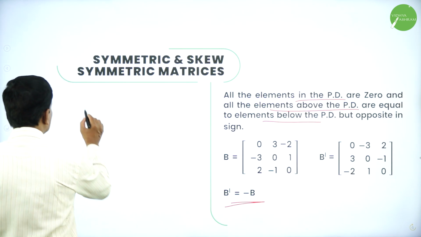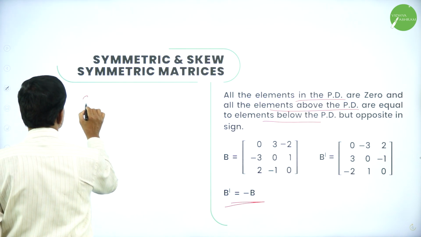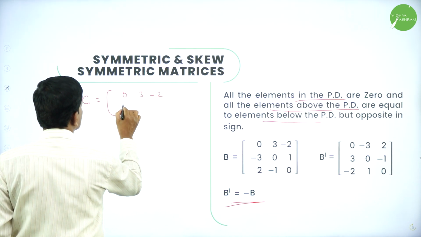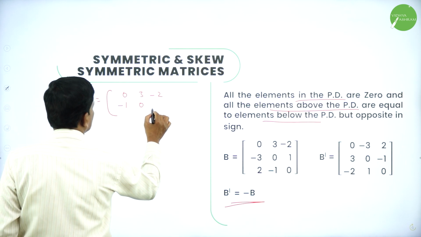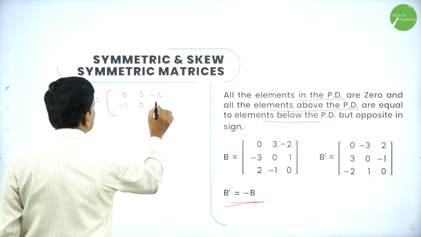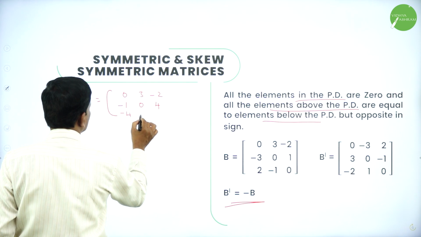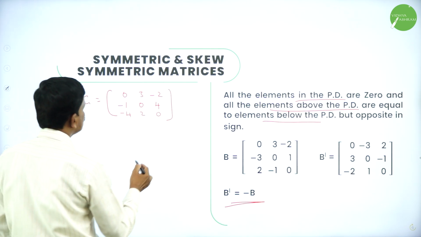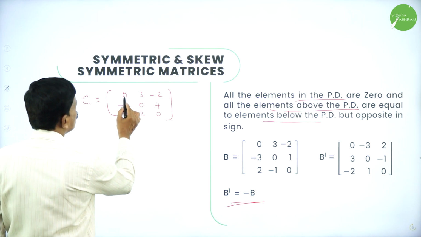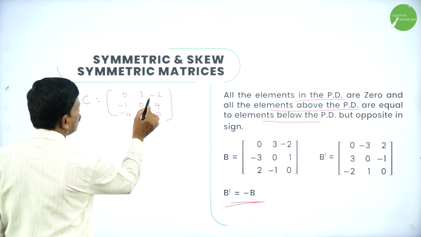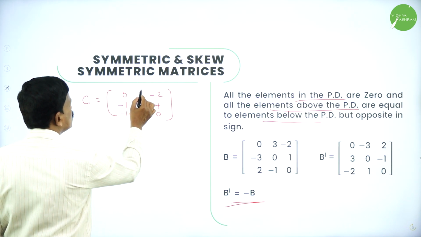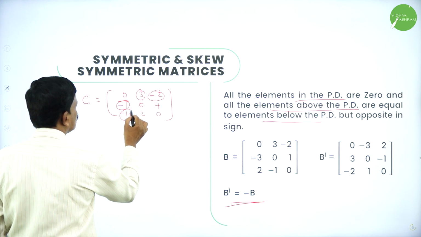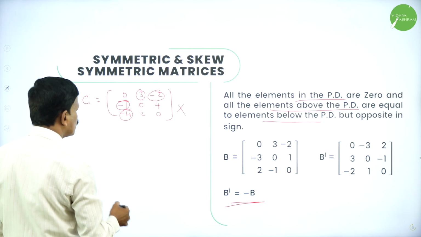Let us take one more example. If I take another example, if C is equal to 0, 3, minus 2, minus 1, 0, then let me write 4, then minus 4, plus 2 and 0. See here, this is not a skew symmetric matrix because all the elements above the principal diagonal are not equal to below the principal diagonal. This is 3, this is not equal to minus, so this is minus 4, this is not equal to this. So this is not a skew symmetric matrix.